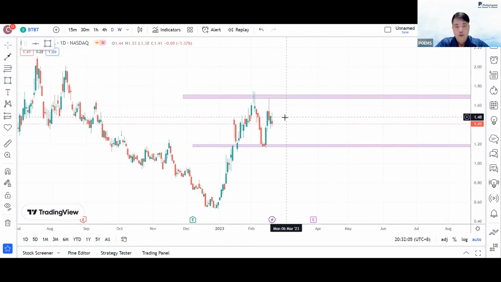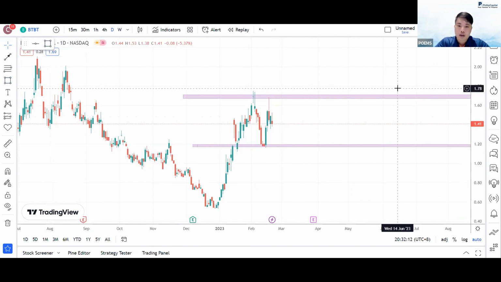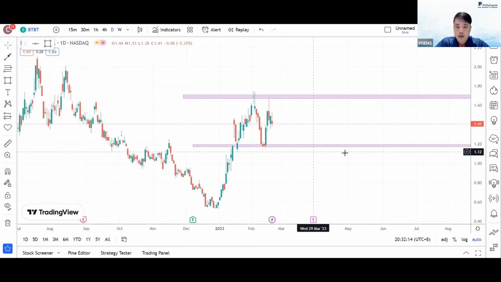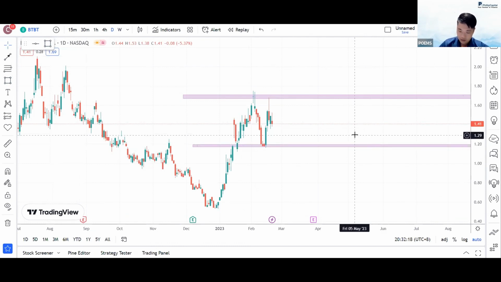At this point, for these past 3 counters plus this one, I wouldn't make any decision right now. I would rather wait for it to reach the support level before making any decision.